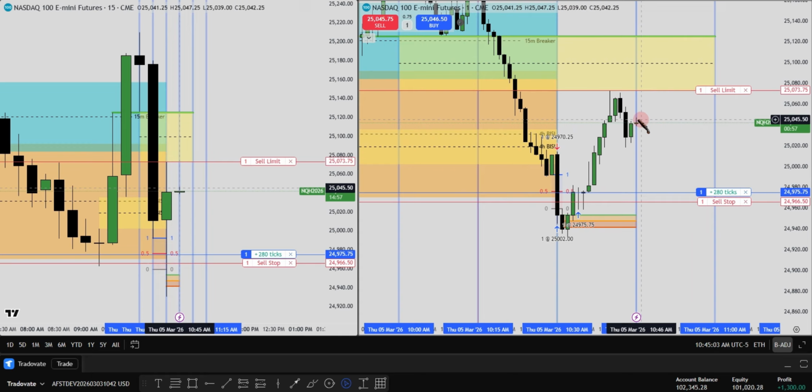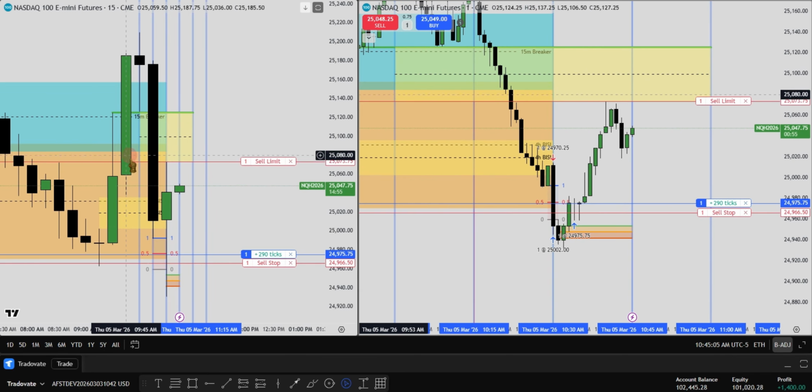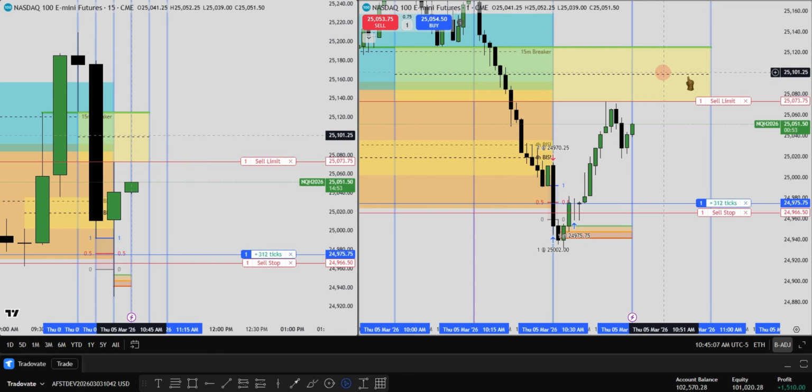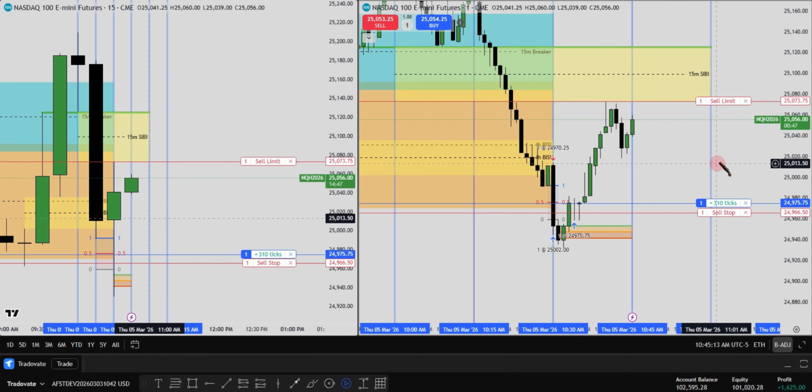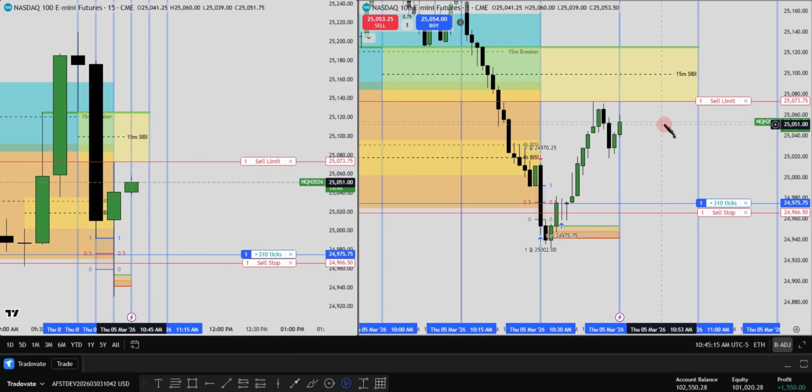Okay, here we go. New 10-15 minute candle is on. 15-minute SIBI is set. Let's mark it out. 15-minute SIBI. See if we can poke our head up there and peek around, look over this edge here.